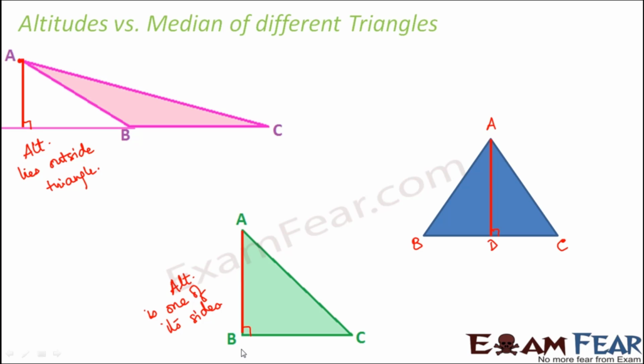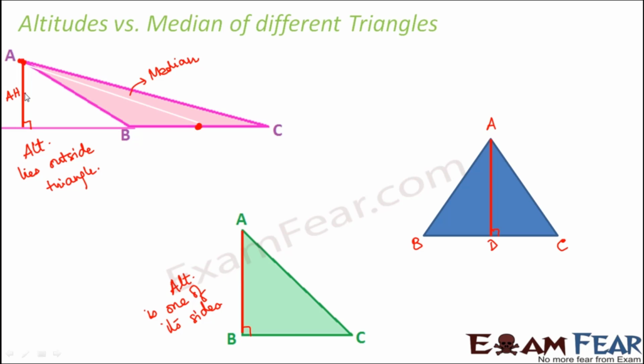Now let us try to draw the medians. When we start drawing the medians, for this obtuse-angled triangle, how do we draw the median? A line from the vertex A, but now this line should connect to the midpoint of the opposite side, and the midpoint is this point. So basically this is the median. This line is the median, whereas this line is the altitude. So altitudes and medians are again two different concepts.